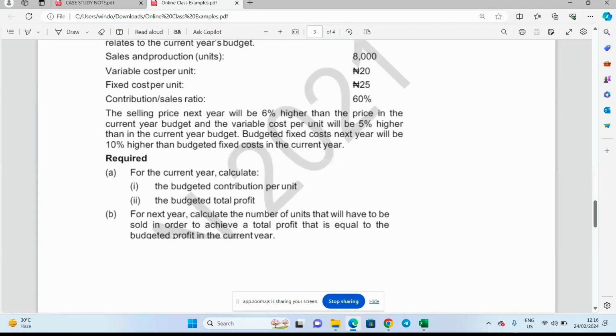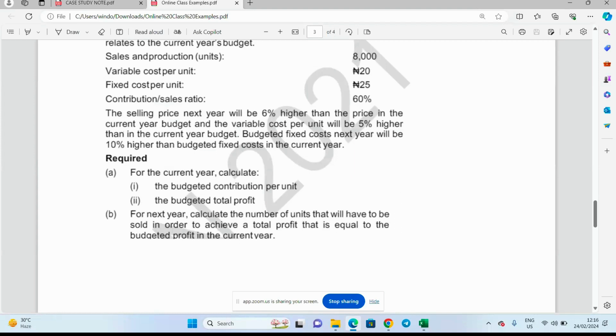And variable cost per unit will be 5% higher than in the current year. How much is variable cost per unit this year? 20 naira. If you increase it by 5%, how much will it be? 21 naira, right? You have gotten selling price 53 naira, variable cost 21 naira. The difference will be contribution, right? Yes, sir. So how much is contribution now? 32 naira. Good.